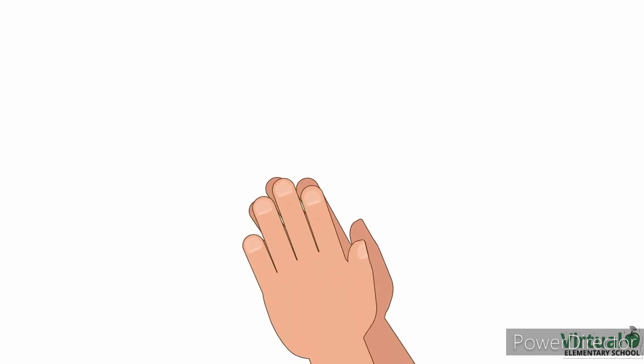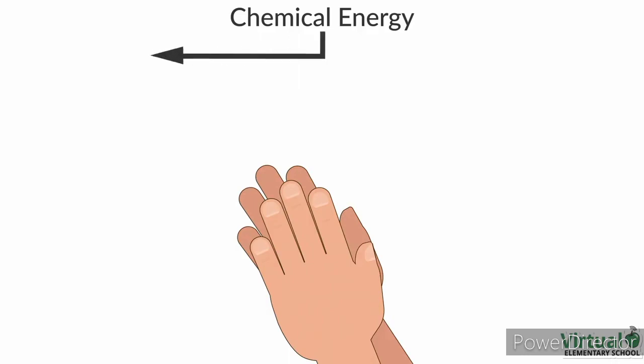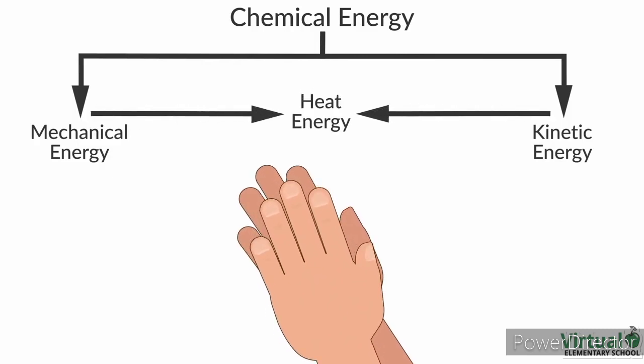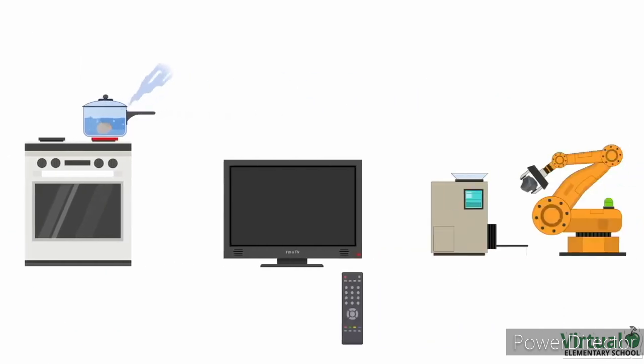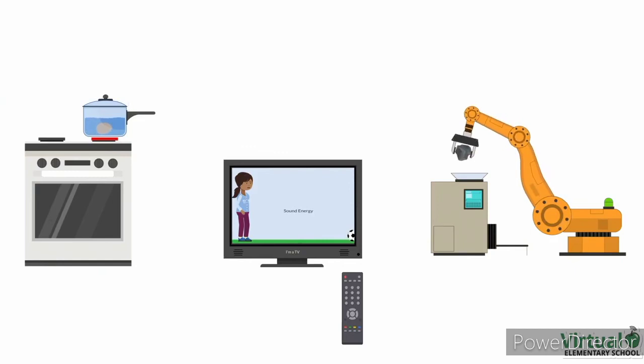When you rub your hands together, you transform chemical energy from the food you eat into mechanical and kinetic energy in your muscles. Then, that energy is transformed into heat energy. All these examples show that energy is not created or destroyed. It only changes from one form to another.